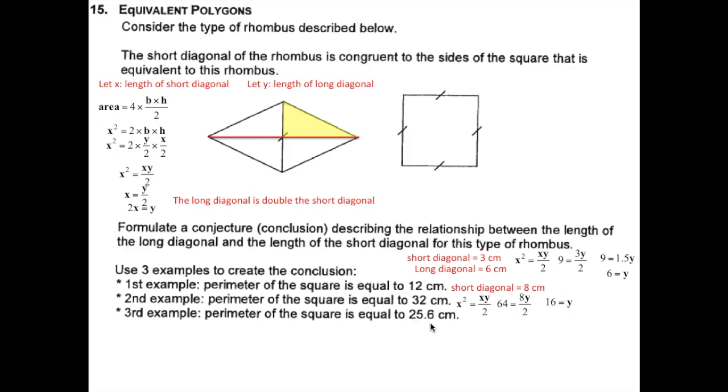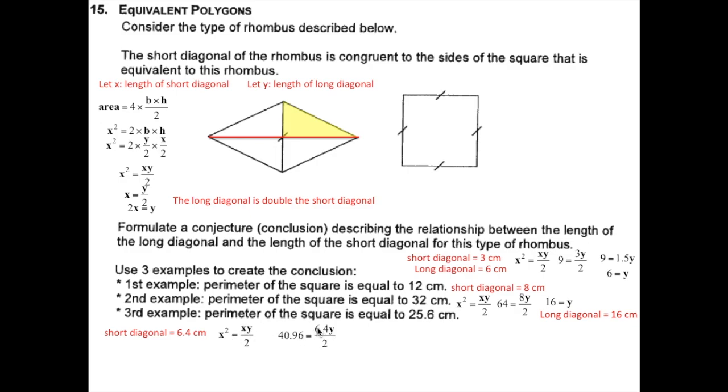For the third example, the perimeter is 25.6. So the short diagonal is going to be 6.4 if the perimeter is 25.6. So 25.6 divided by 4 is 6.4. Using our equation, the area of the square is equal to the area of the rhombus. The area of the rhombus is short diagonal times long diagonal divided by 2. 6.4 squared is going to be 40.96.